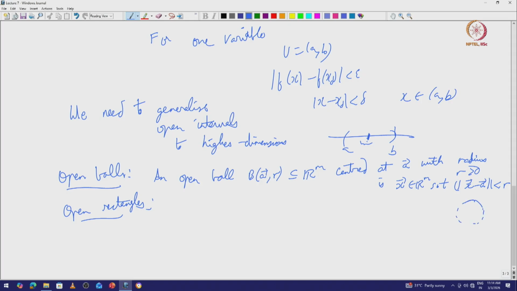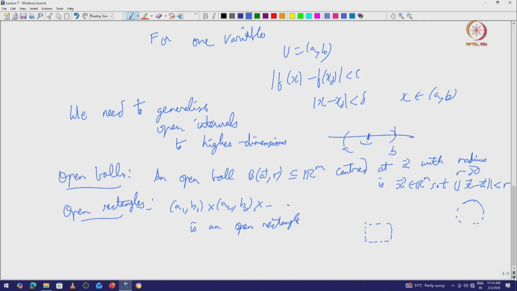It looks like this. So that's an open ball. An open rectangle is supposed to look like this, right? So an open rectangle is simply a Cartesian product of a bunch of intervals. So these are two ways to generalize open intervals to higher dimensions. Simply take the Cartesian product of open intervals or take an open ball. Both are useful things for us.